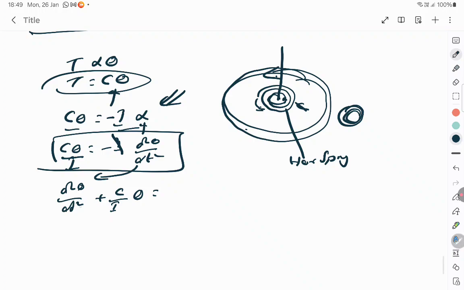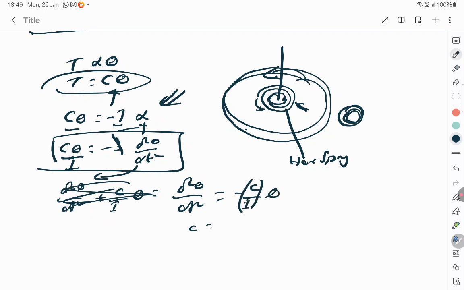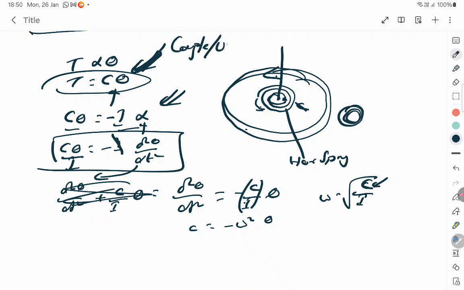Or you can just leave it like d square theta by dt square is equal to minus c by I into theta, and this is like acceleration is equal to minus omega square into theta. In this case, omega is root of c by I, where c is a constant of proportionality that is coming in this torque, which they call couple per unit twist.